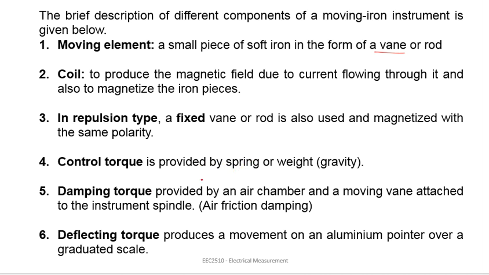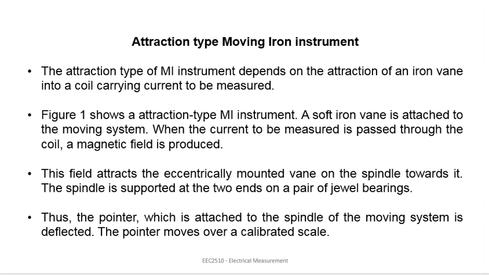Then the damping torque is provided by an air chamber and a moving vane which is attached to the instrument spindle. This type of damping is called air friction damping. So we can say that MI type instruments have an air friction damping mechanism. And then the deflecting torque produces a movement of the pointer over a graduated scale. So this is an overview of the different components present in a moving iron type instrument.